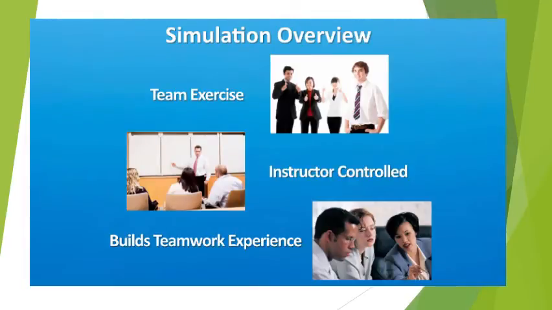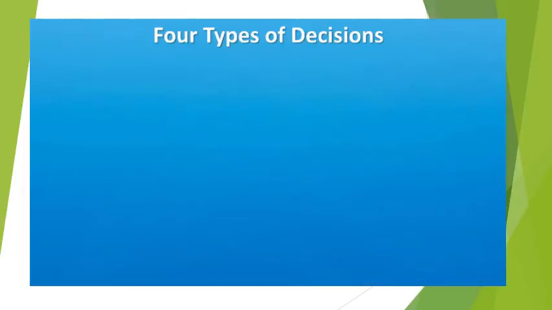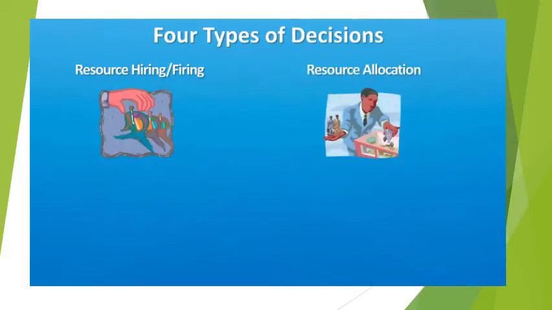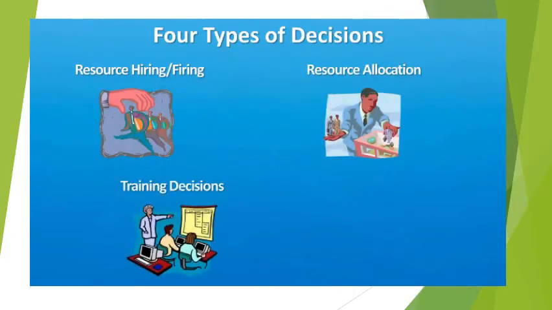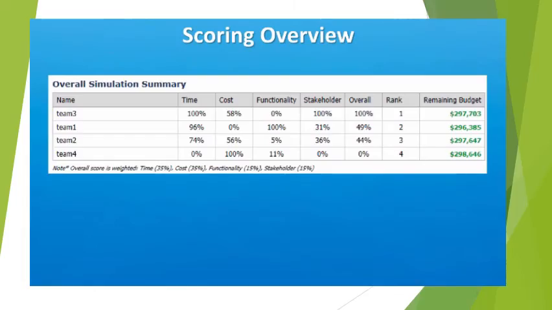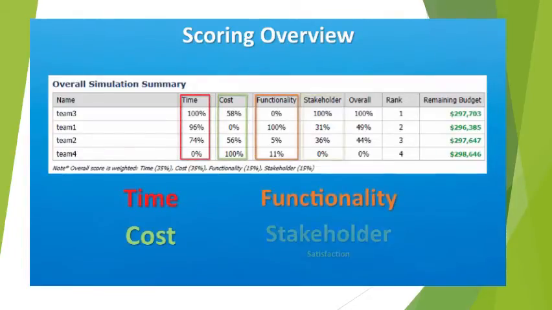If you have teammates, you will work together to agree on one set of decisions for your project. During the simulation, you will make decisions concerning resource hiring and firing, resource allocation to tasks, assigning resources to training, employing a wide range of managerial actions which may affect individual or team factors. These decisions will impact scoring for time, cost, functionality, and stakeholder satisfaction for your project.